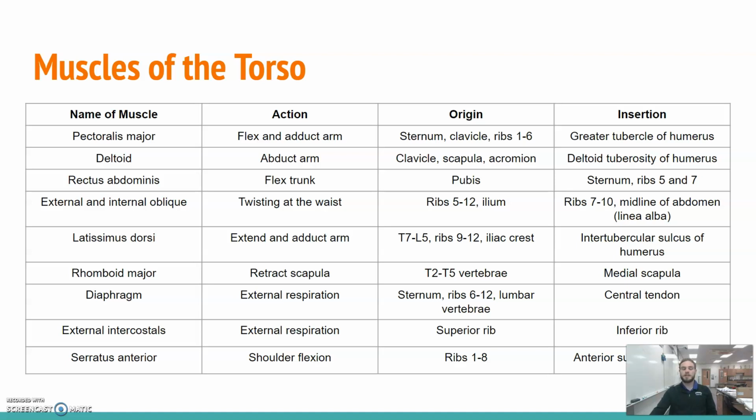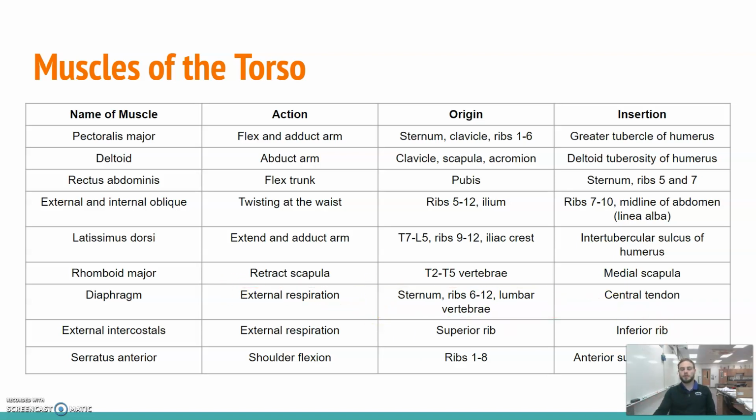Your latissimus dorsi, like we mentioned, on the back here is going to be used to extend and adduct the arm. It's going to originate from T7 through L5, so all of your lumbar vertebrae, plus a few of your thoracic. Ribs 9 through 12, as well as the iliac crest, and it's going to insert on the intertubercular sulcus of the humerus. I forgot to grab a humerus bone, but that sits in between the tubercles of the humerus.